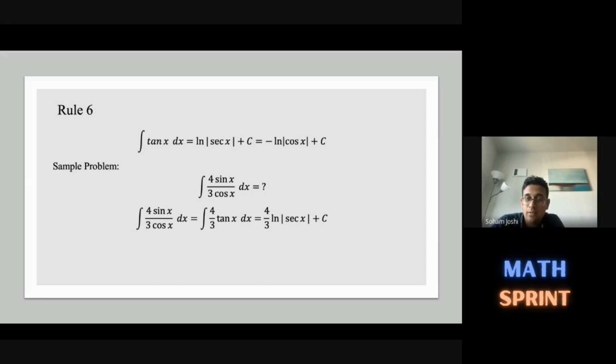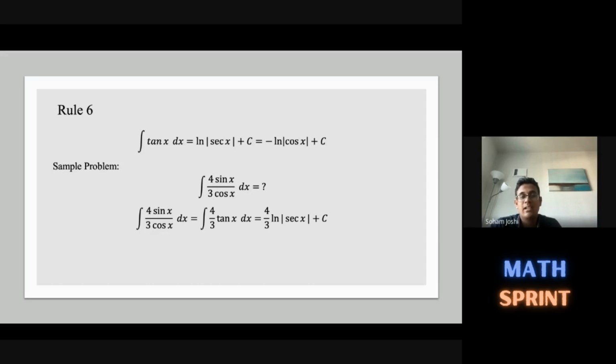Here's actually a general method for integration. Try to modify the integrand, that is the function being integrated, into a more understandable form. You see, integrating sin x over cos x directly would have been a bit too complicated. So I made it easier by changing it into tan x, which I know how to integrate. So you should always think from that perspective.